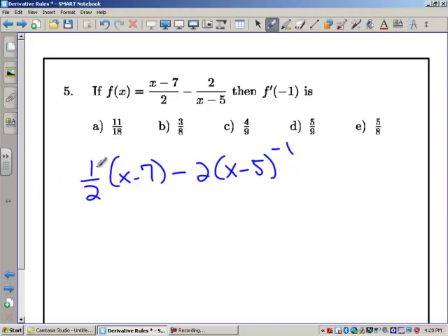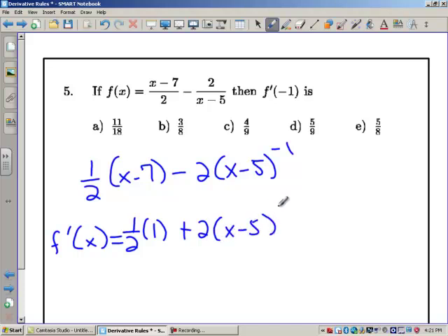So just like with the constant multiple rule, we can take the derivative of x minus 7 and then just multiply that times 1/2. So f prime of x is going to equal 1/2 times, well, what's the derivative of x? Well, that's just 1, and we know the derivative of 7 is 0. Then we'll bring this negative 1 down, which is going to make that positive x minus 5 to the negative 2. So we can rewrite this as 1/2 plus 2 over x minus 5 squared.